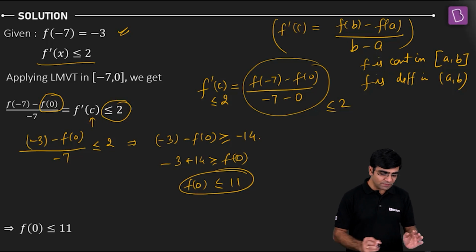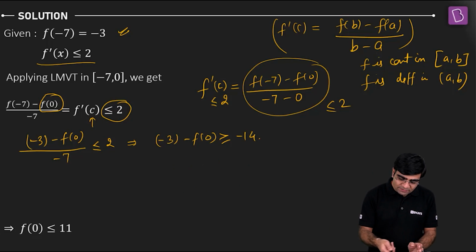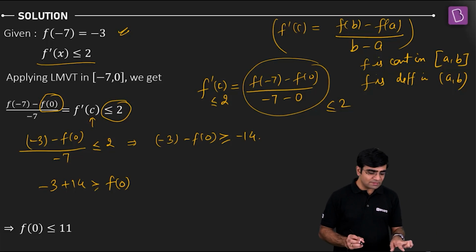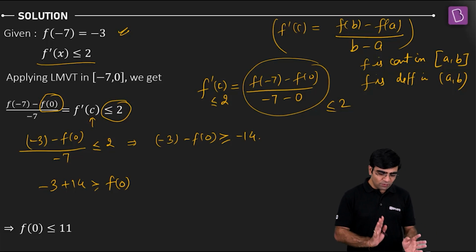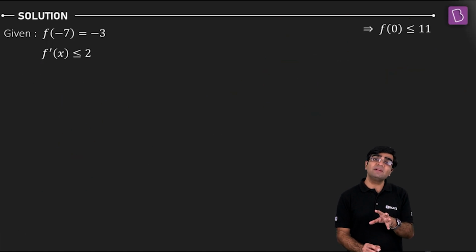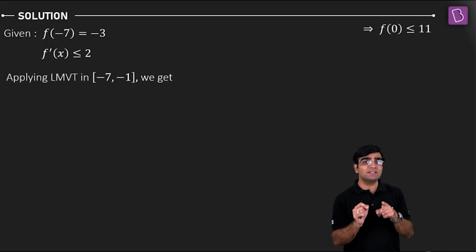This is the first conclusion that we have derived from here. Right, okay. So I'll say that this minus 3 plus 14 is greater than or equal to f of 0, or in other words, f of 0 is less than or equal to 11. Sorted? So for f of 0, I have made a judgment. Now I have to make another judgment on f of minus 1. What will I do? For that purpose, I'll again apply the LMVT on f of minus 1 and f of minus 7. Got the idea? Perfect. So let's quickly apply LMVT again, now in the closed interval of minus 7 to minus 1.